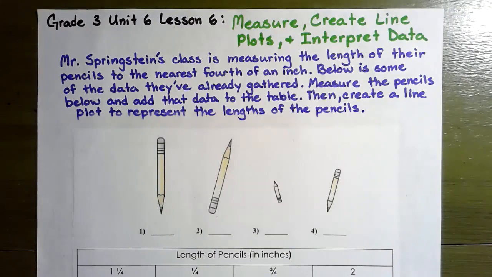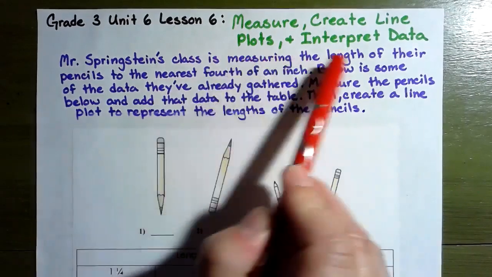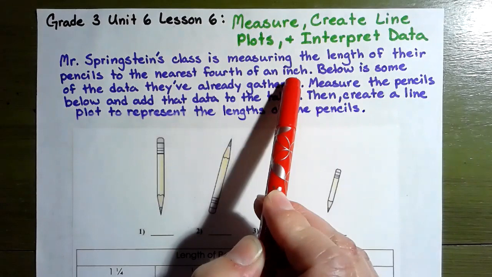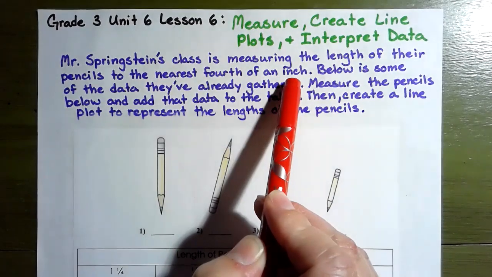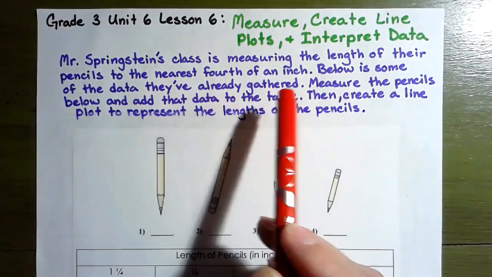Let's go ahead and look at today's problem of the day. Read along with me. Mr. Springsteen's class is measuring the length of their pencils to the nearest fourth of an inch. That's like the nearest quarter inch. Below is some of the data they've already gathered.